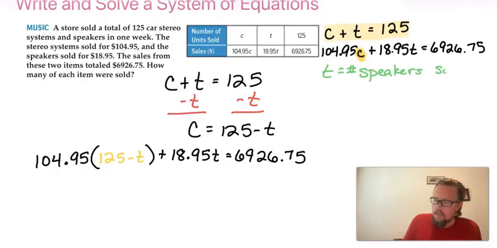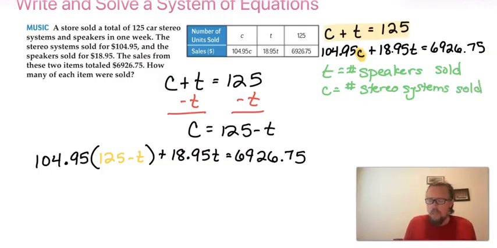The other one, C, we'll go ahead and label it while we're thinking about it, was the number of stereo systems sold. Okay, there we go. So this equation is going to tell us the number of speakers sold. So let's go ahead and solve it. So we do 104.95 times 125. I'm going to need a calculator to do that, so let me get my calculator here.